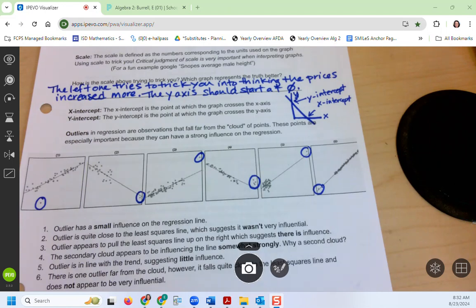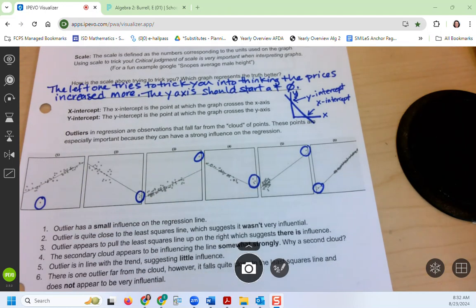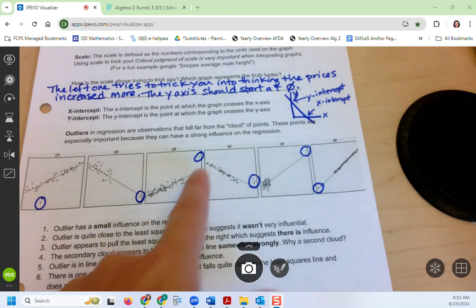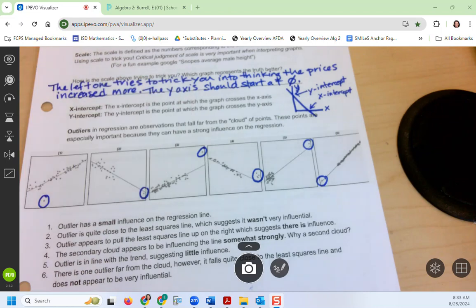In the second one, it says the outlier is close to the line, which means it wouldn't actually change the line that much. In number three, it says that the outlier seems to pull the line up a little bit. So basically, this line of best fit is created by all of the points. And so when all of the points are kind of in a trend, they're going to stay together. But if you've got an extra one up here, it's going to be pulling the line towards it.